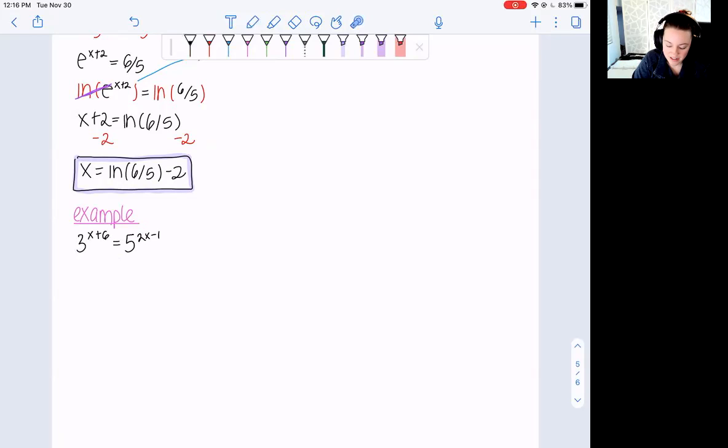The moral of the story with almost all of these is once you get it so that you have a base raised to an exponent, it's either going to be a situation where you make them have a common base and then set exponents equal, or it's going to be a situation where ln would work. You could always use ln.